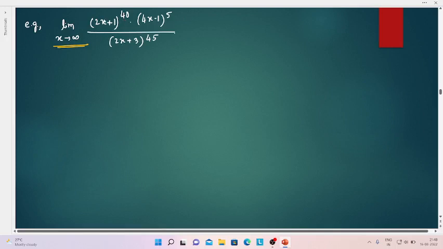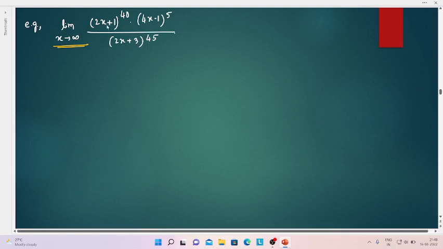You can see that the numerator will tend to infinity because those are positive quantities. Similarly, the denominator will also tend to infinity, right? So that becomes the infinity by infinity form, the indeterminate form. So we can't solve this particular thing by the substitution method.